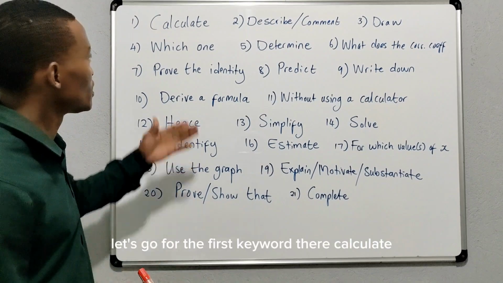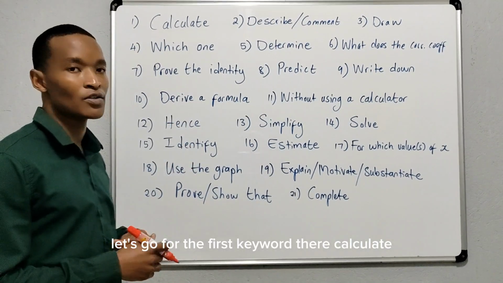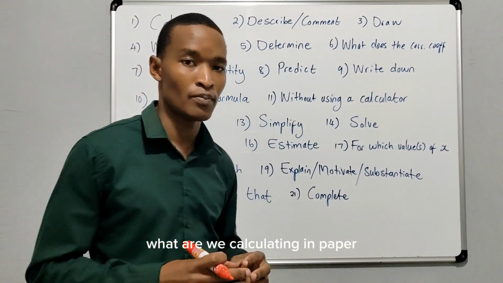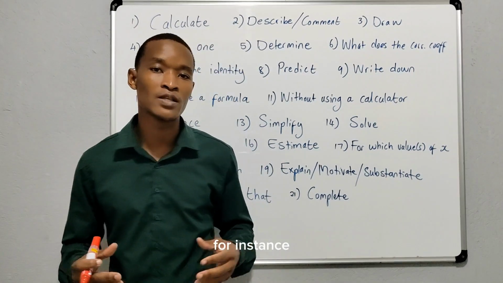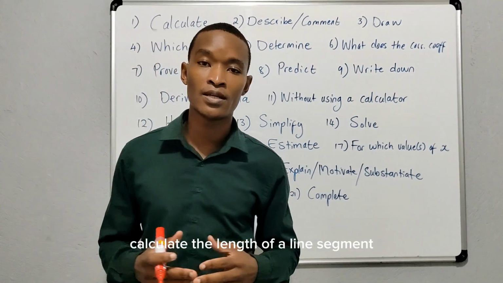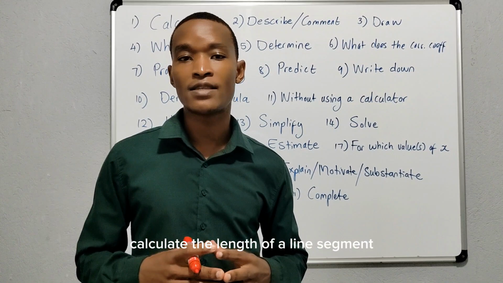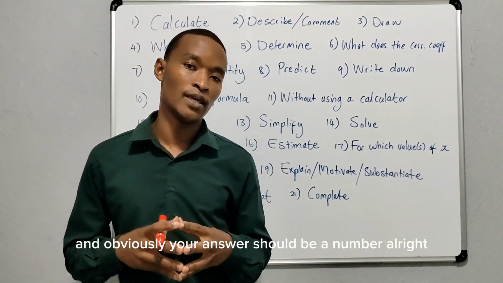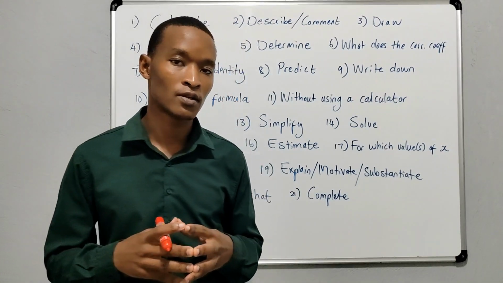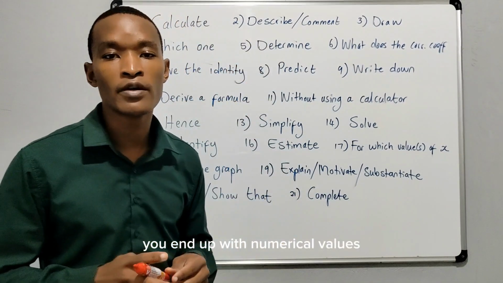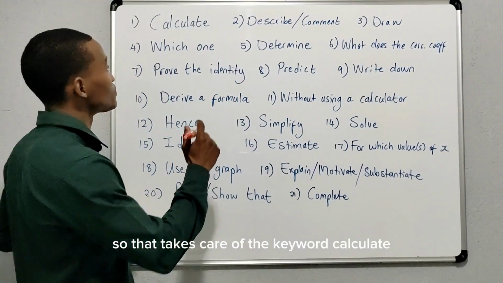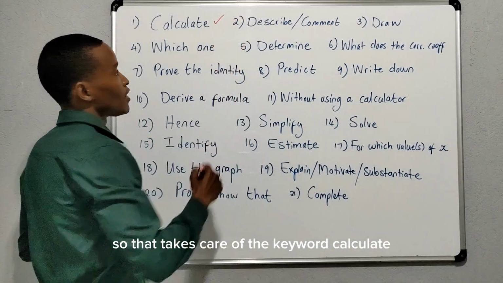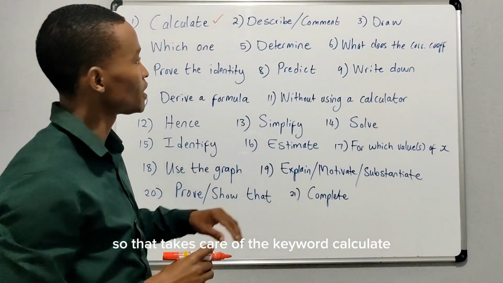Let's go for the first keyword there, calculate. What are we calculating in paper 2? We're calculating the mean, for instance. Calculate the gradient, calculate the length of a line segment. And obviously your answer should be a number, all right? So you end up with numerical values. So that takes care of the keyword calculate.